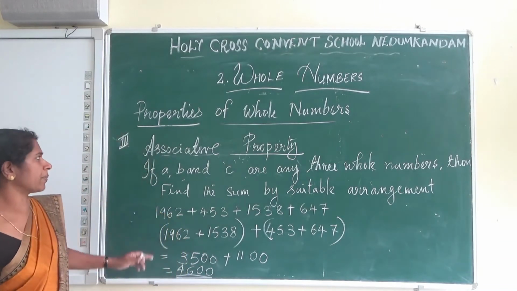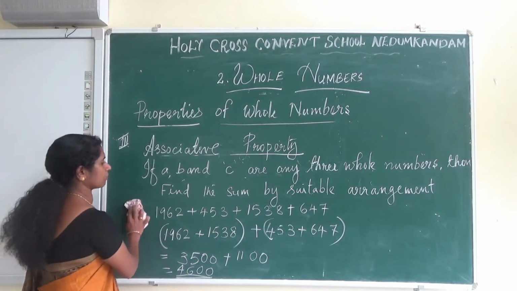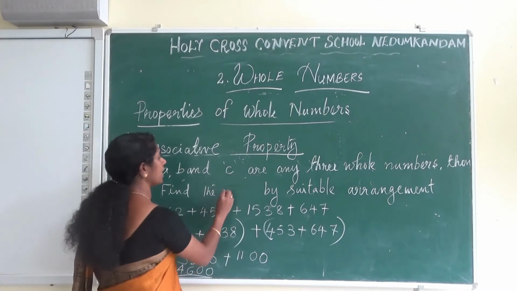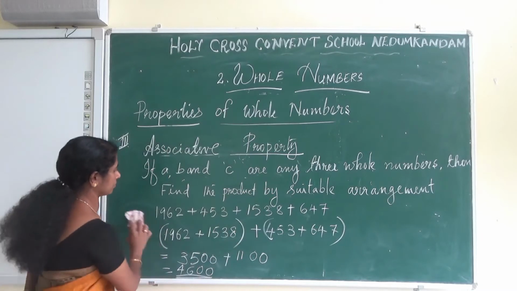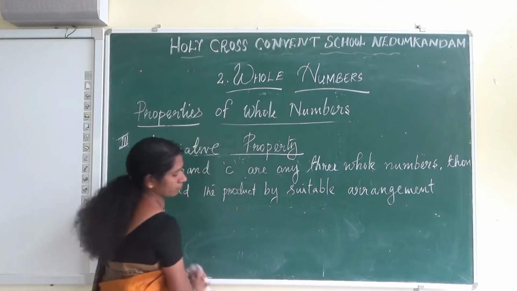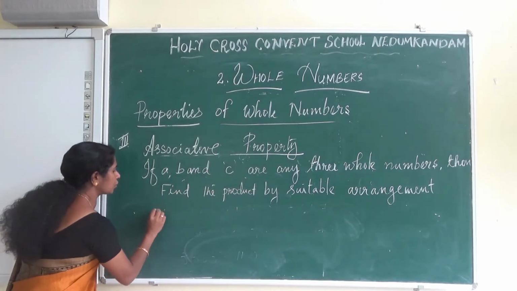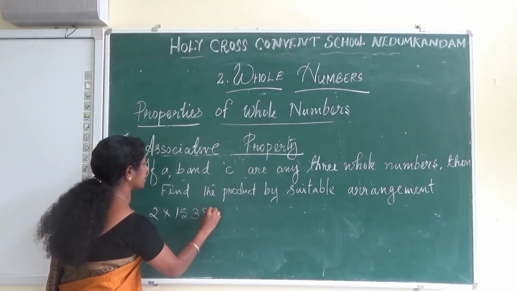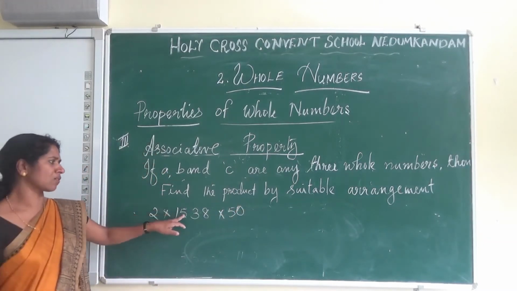So another, in multiplication, how we apply this property in multiplication, that also we have to do. Find the product by suitable arrangement. That is 2 into 1538 into 50. 2 into 1538 into 50.